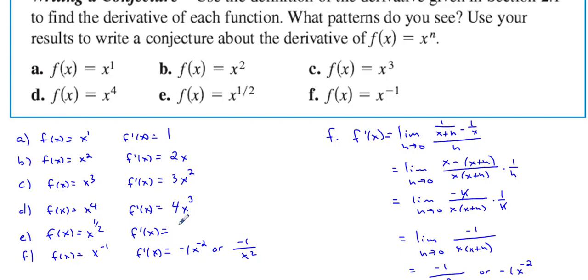1 over 2. 1 over what? 1 over 2 root x. That's what you got after you multiply everything out? Okay. This also equals 1/2 times x to the negative 1/2 also.